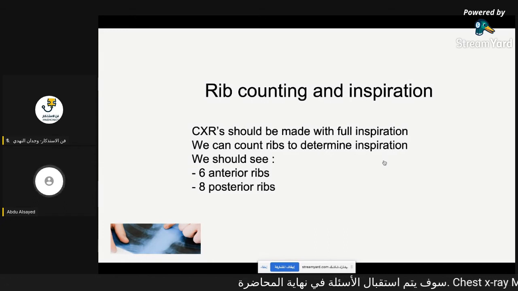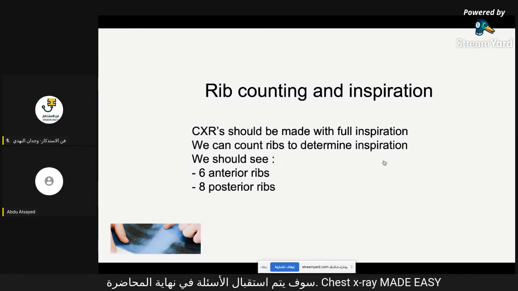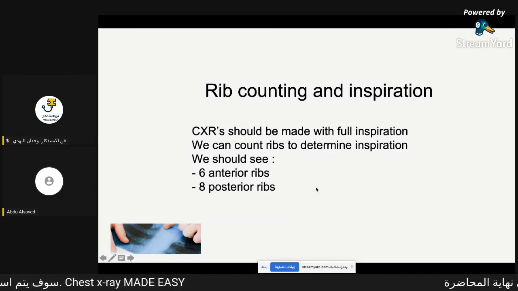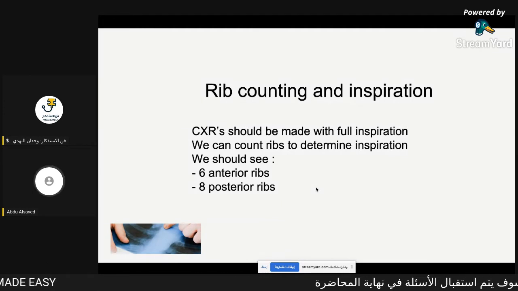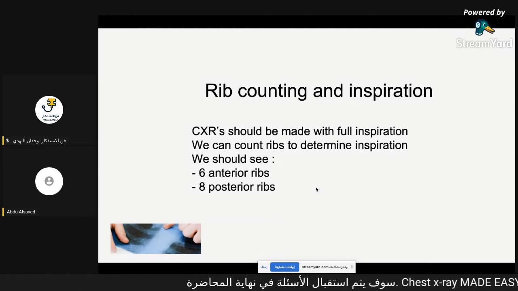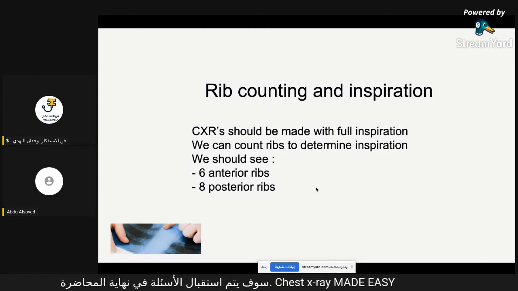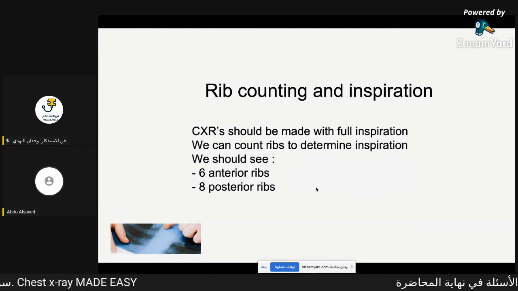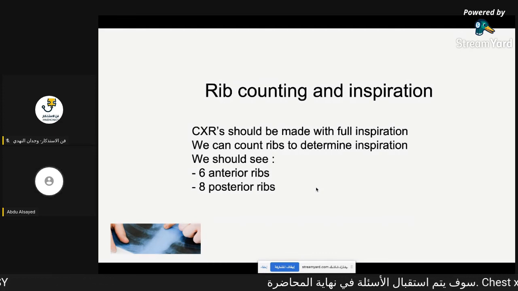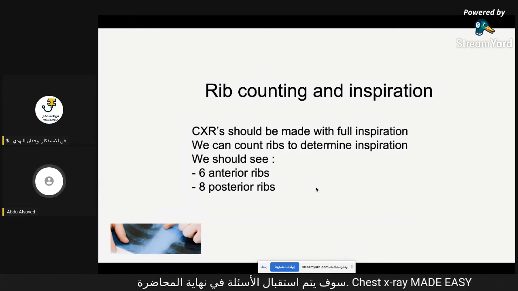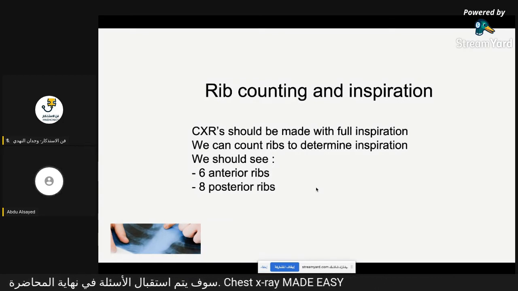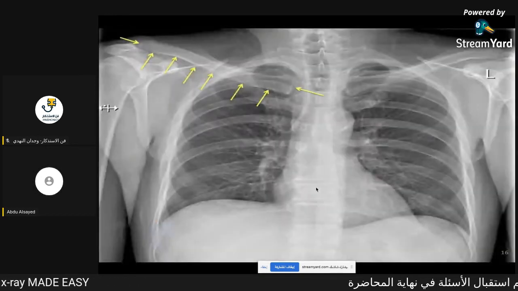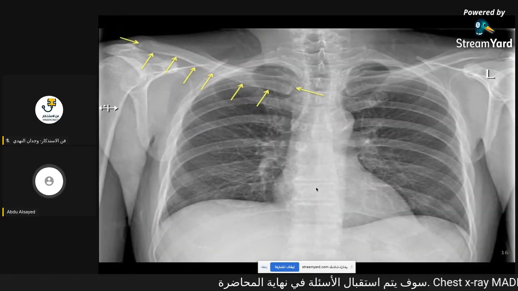Why do we need the full inspiratory phase? Why do we need to count to have this limit of ribs? Because we need full expansion of the lung. We need the air in the lung to show the lung structure and the areas in front of the lung, like the sternum, anterior ribs, posterior ribs, the vertebrae, and the cardiac parts. This is the clavicle. It should appear on every chest X-ray.